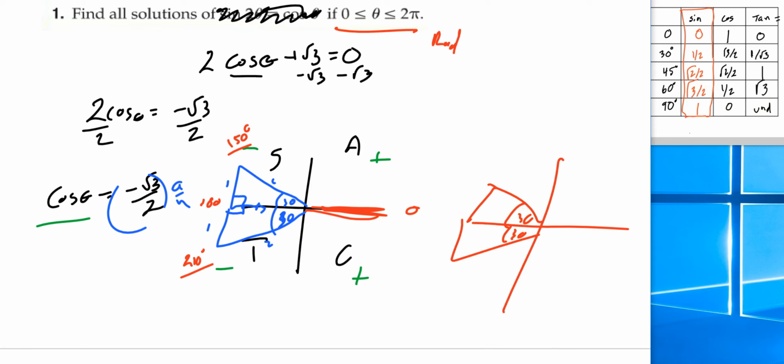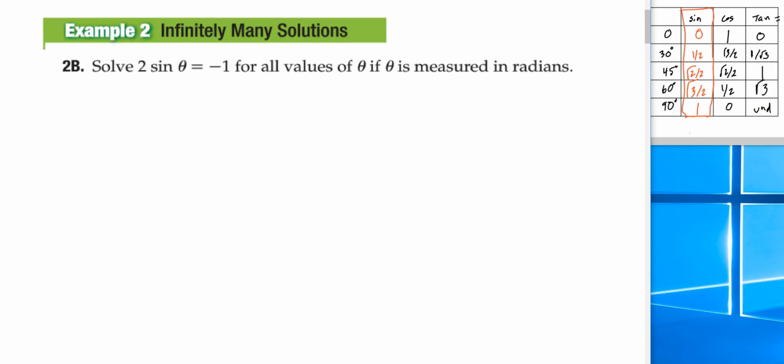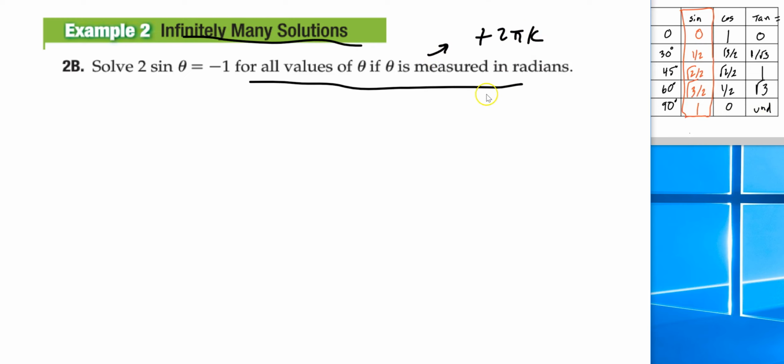Let's do another one real quick. Solve 2 sine theta equals negative 1 for all values of theta measured in radians. So for this, they want infinitely many solutions. What you do is solve like normal, but then add plus 2 pi k, because remember, the period of sine is 2 pi. So you just keep going around in circles, hitting the same angles over and over again. So let's solve for sine. Divide by 2: sine theta equals negative 1 half. So I've got to figure out where sine equals negative 1 half.